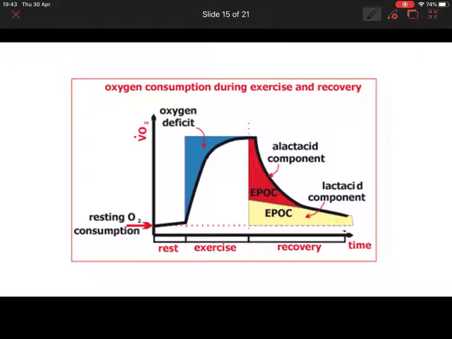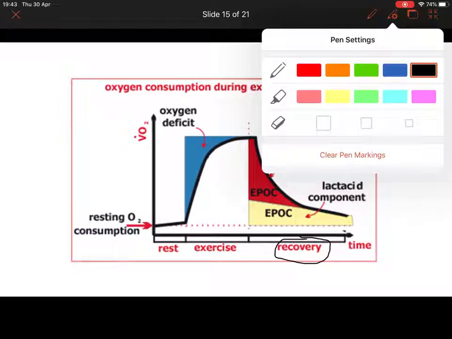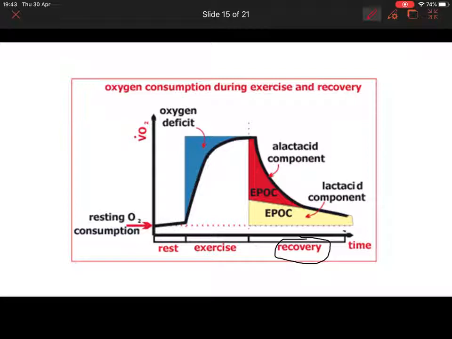Right, with EPOC, EPOC stands for excess post-exercise oxygen consumption. Ultimately, EPOC is this. It's recovery. So once you've finished exercise, it's the recovery process. That's essentially what EPOC is. Now, EPOC, as you can see there, is split into two components. So you've got the alactacid component and you've got the lactacid component. Now, they're the two scientific names for them. You can refer to them as something else.